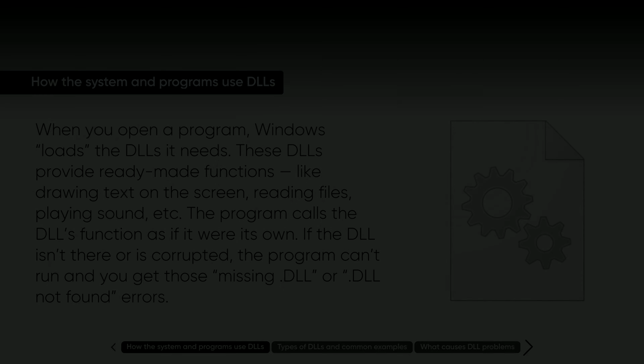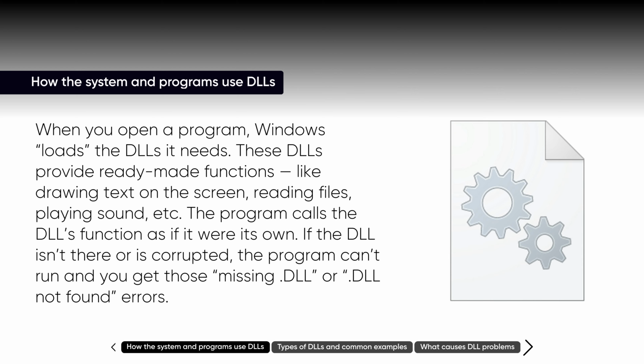How the system and programs use DLLs. When you open a program, Windows loads the DLLs it needs. These DLLs provide ready-made functions like drawing text on the screen, reading files, playing sound, etc. The program calls the DLL's function as if it were its own. If the DLL isn't there or is corrupted, the program can't run and you get those "missing .dll" or ".dll not found" errors.